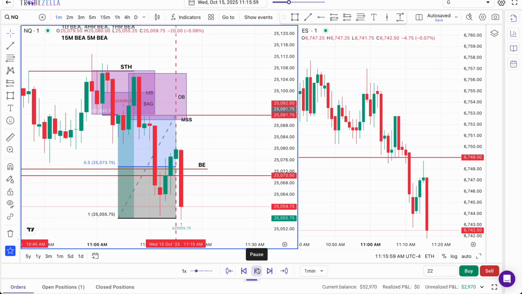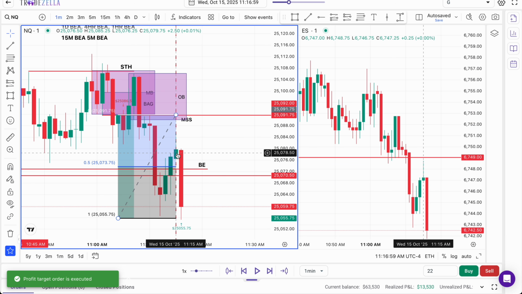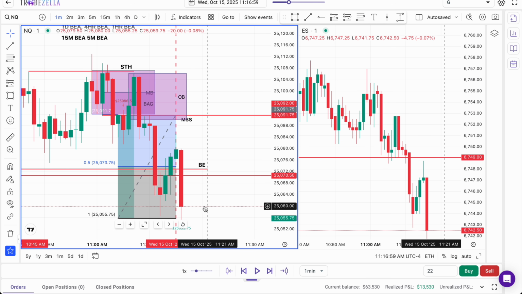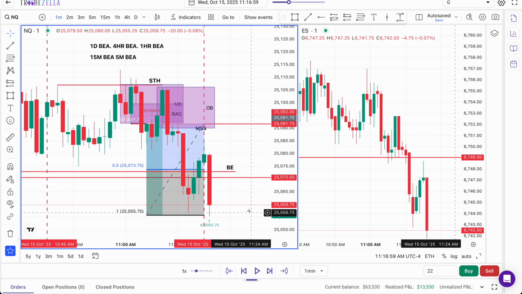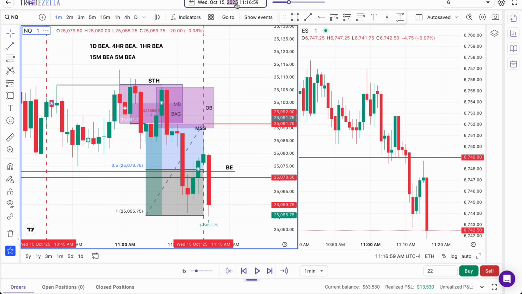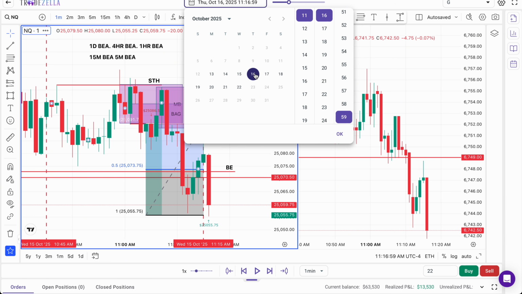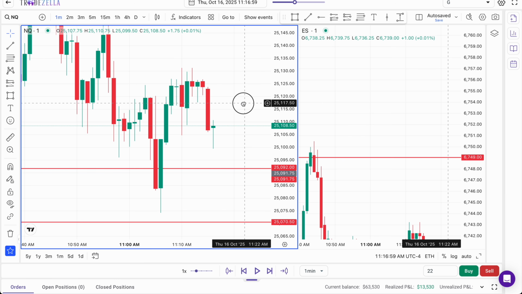Price trades into the bearish fair value gap, creates another bearish order block, and then immediately takes out my TP, which you can see there. And I got filled for a comfy 2-to-1 on that trade. Now I'm going to show you another example of a trade that obviously came very close to my TP on Thursday, but didn't quite actually take the full objective.